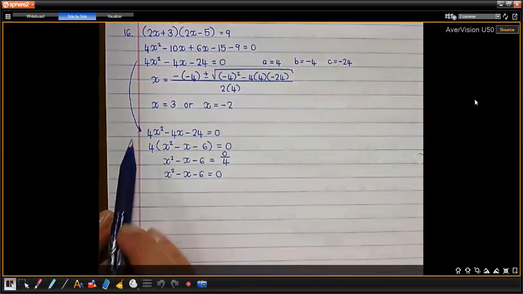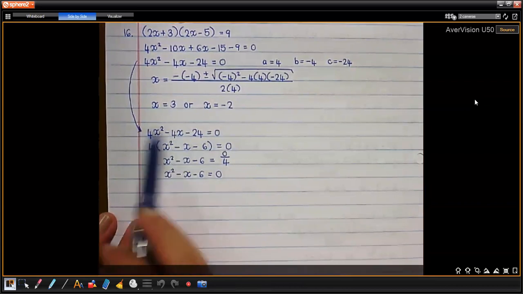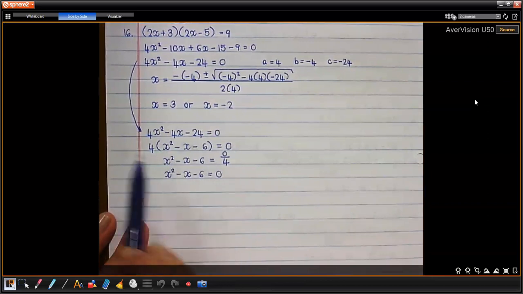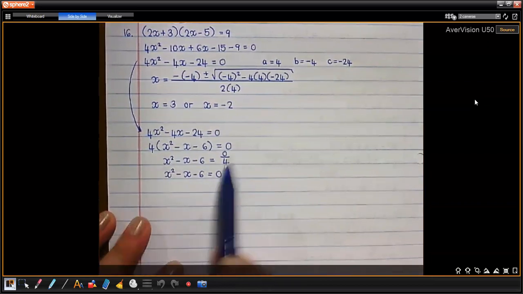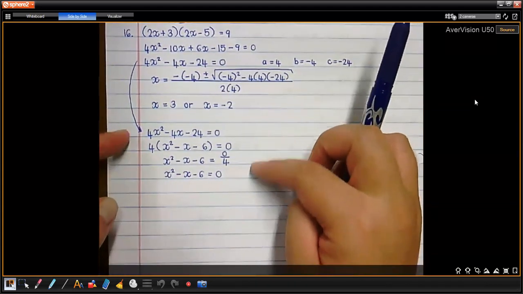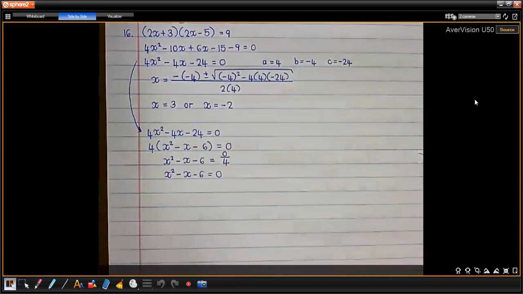I'm just going to go through this again. You see that we actually have a common factor here, 4. 4 goes into all 3 of those terms, so you can do that factorization. Then you divide the 0 by 4. It is fine if you go straight from that line to that, so you don't have to show these steps. But this is actually why you are allowed to do that.